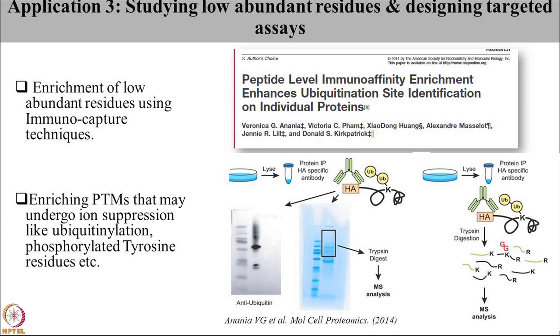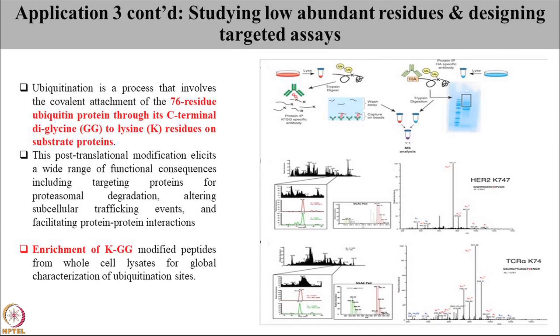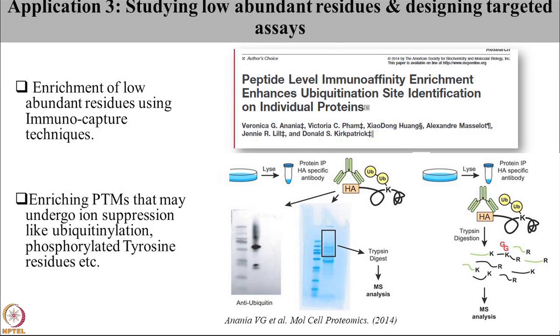So what you can do is take an antibody, pull down the tyrosine phosphorylated residues, and perform an MS, to be very confident that you're getting the tyrosine phosphorylated residues. Similarly, in one of the studies, they studied ubiquitination using IP-MS. This is the study by Anania et al.